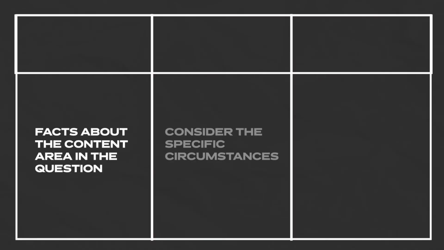So if the topic area was on lipids, then some facts to include are that all lipids contain carbon, hydrogen and oxygen. They're generally insoluble in water, and so on. The second column is to consider the specific circumstances of the question, and how does that circumstance or situation affect the facts that have been given. Are some properties or features affected by the scenario? Are some of the properties or features advantaged or disadvantaged in that specific situation?